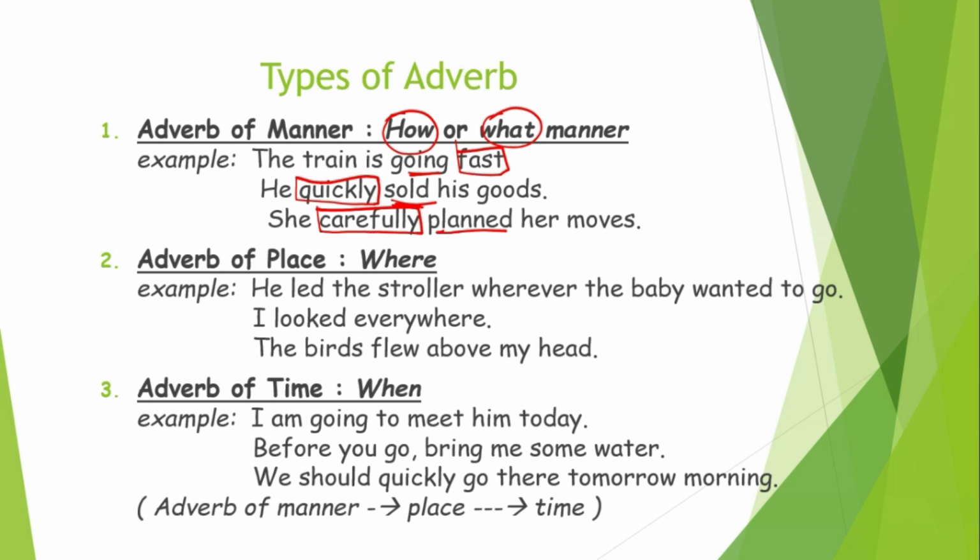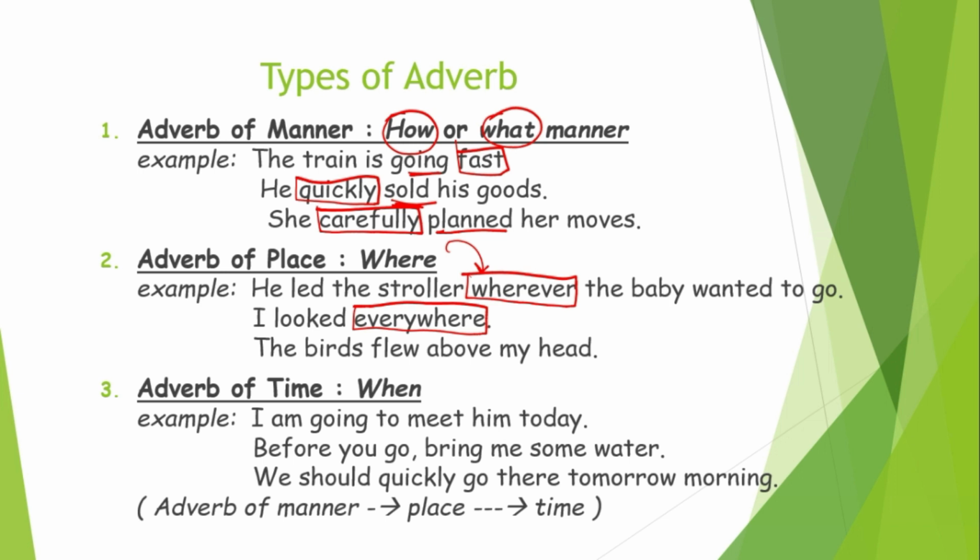Now let's go to the second one, adverb of place. This tells you where something has happened. Let's look at an example. He led the stroller wherever the baby wanted to go. So where did the baby want to go? Wherever. So here the adverb of place is wherever. I looked everywhere. Where did I look? I looked everywhere. So this is the adverb of place.